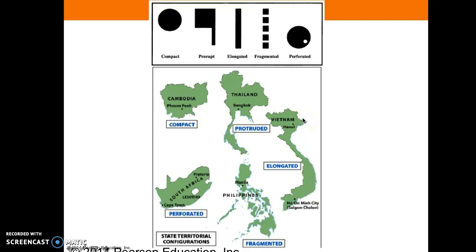Elongated states, Chile or Vietnam, right? A long, narrow state. It'd be difficult to communicate from here to here. Perforated, here's South Africa, here's Lesotho. Lesotho is dependent on South Africa for all of its needs. And then you have a fragmented state, like the Philippines. You see all the little tiny islands interrupted by water, but one unified state, and fragmented states are sometimes difficult to control.